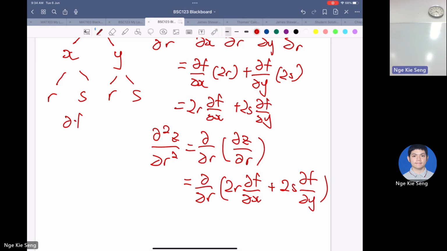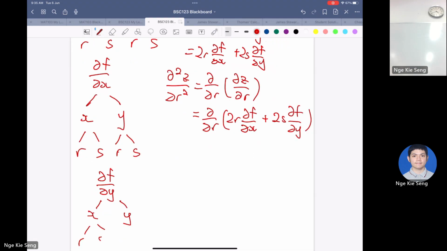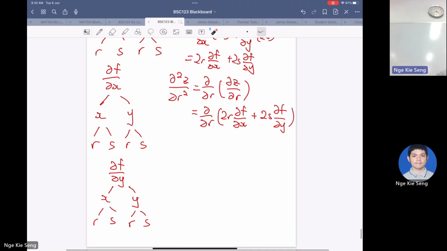So your function now is del f over del x. You write it out. Inside here, how many variables? x and y, and then x and y are in terms of r and s. Similarly, you need to do another tree for del f over del y. Now, I'm telling you that your function can change, depending on what you want to differentiate. Now our function is a partial derivative.